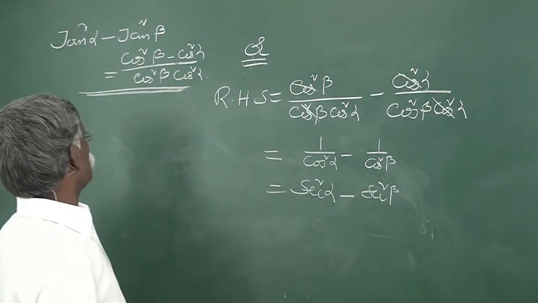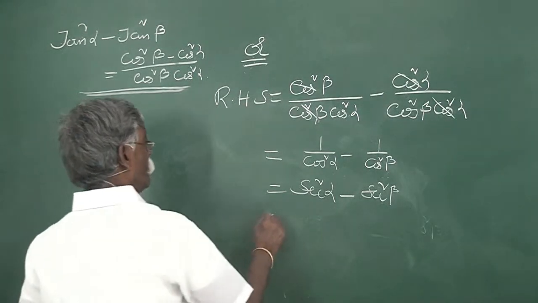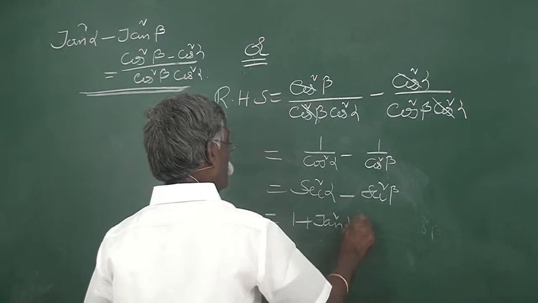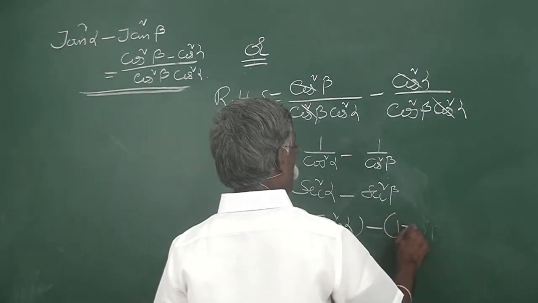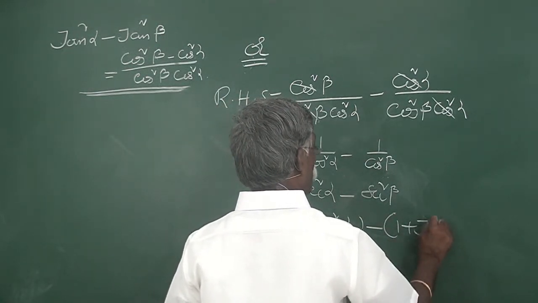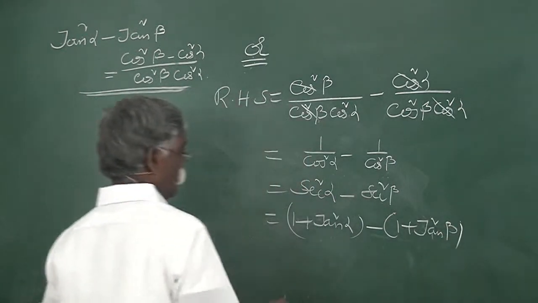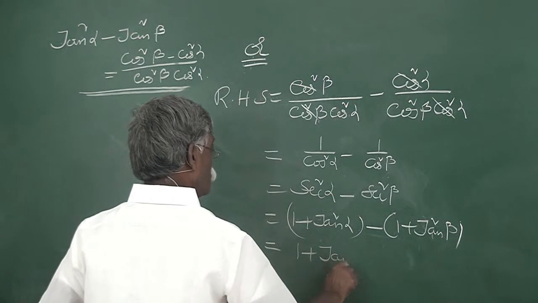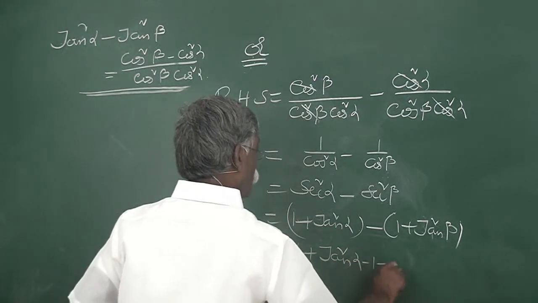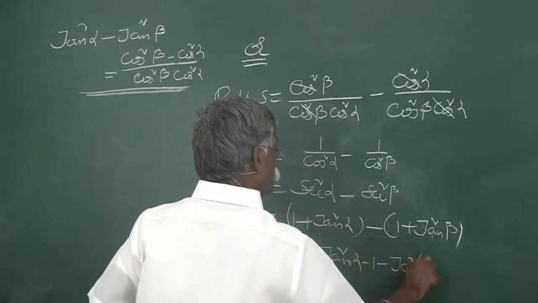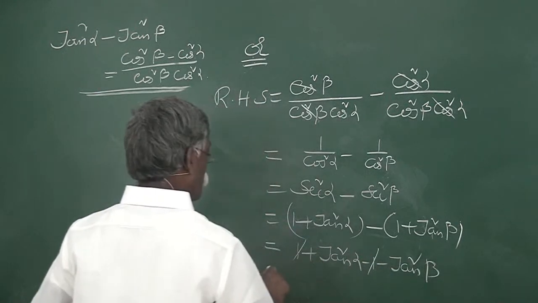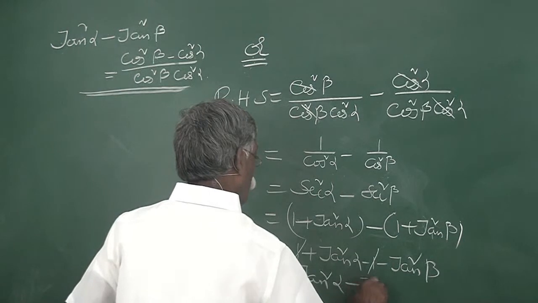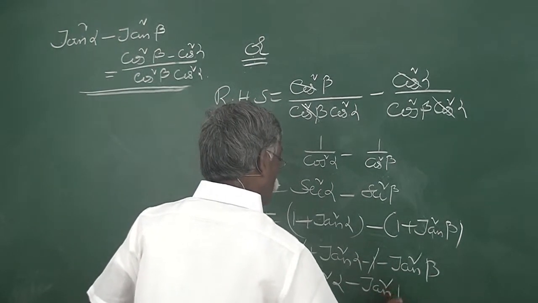But the answer is given in terms of tan. Therefore, let us write this as 1 plus tan square alpha minus of 1 plus tan square beta. So, this is 1 plus tan square alpha minus tan square beta. This two gets cancelled and we are left with the required answer, tan square alpha minus tan square beta.